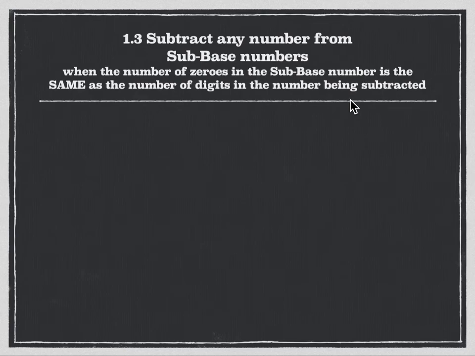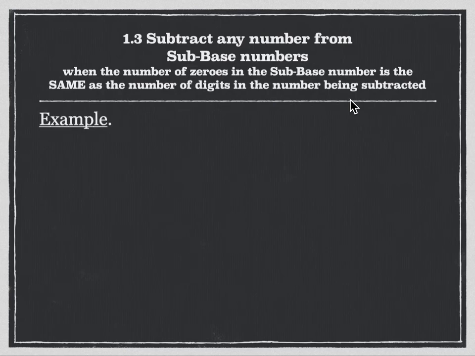Sub-base numbers are numbers which are a perfect base number multiplied by a one-digit integer. For example, 1,000 times 8, 10,000 times 2, those are sub-base numbers. All of those have a perfect base with a first digit which is not 1.